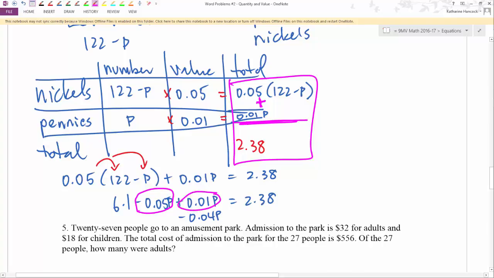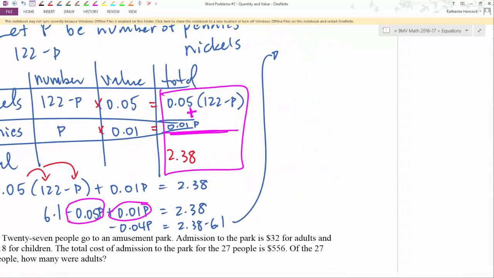0.05p. And that, I got the minus. I'm going to bring the 6.1 to the other side. Ran out of room again. I'm going to get 0 minus 0.04p equals 2.38 minus 6.1, which is minus 3.72.